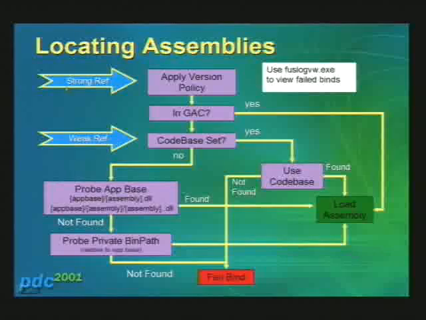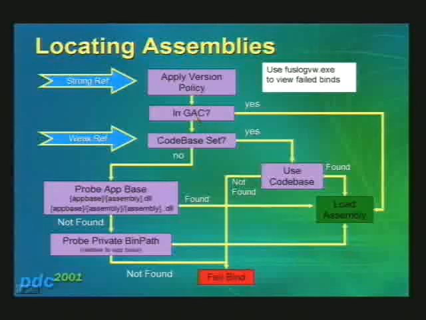Let's assume you have a strong reference. Here's the mechanism we use to actually locate the assembly. First off, we apply version policy, which we didn't talk about at all yet, but we'll talk about that in the second half of this talk. So realize that this version policy gets applied before any of this happens. The first place we look, after we have a version that we're ready to bind to, we know we want this particular version of the assembly, we look in the global assembly cache. If we find that exact version in the global assembly cache, we load the assembly and everything's cool.